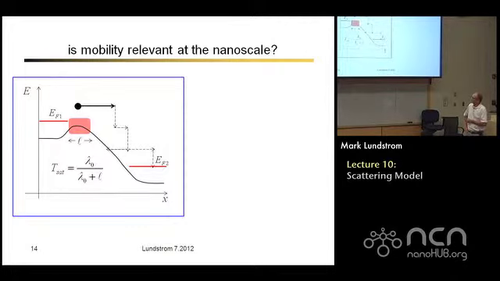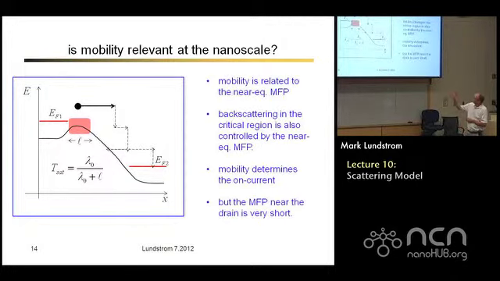And I think we can understand why now. It's that the mobility is related to the near equilibrium mean free path. The backscattering in this critical region is controlled by the near equilibrium mean free path, since they haven't yet been accelerated by a strong electric field. And therefore, you can relate the mobility to the on current, because it's a measure of the mean free path.